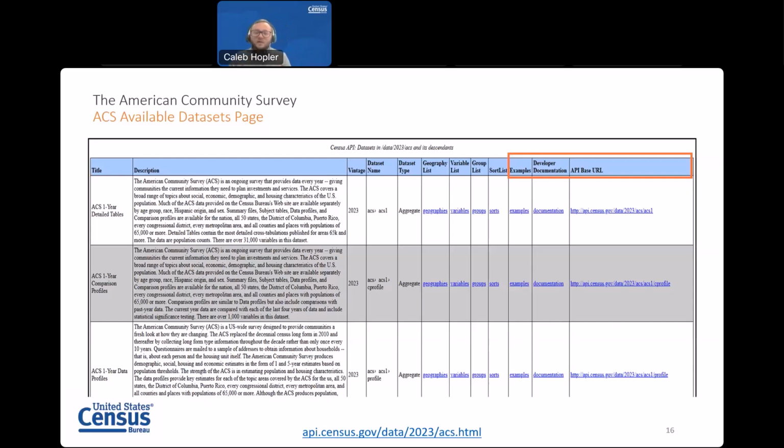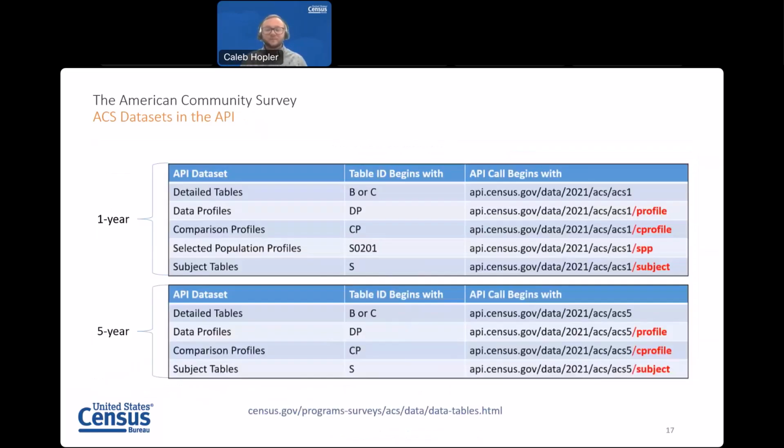But the documentation links under developer documentation all take you to the same page where you can find resources to help you with the API in general. And then the API base URL provides you with the base URL that you will start with for that product type. So let me jump into the next slide here to discuss the API base URL in more detail.